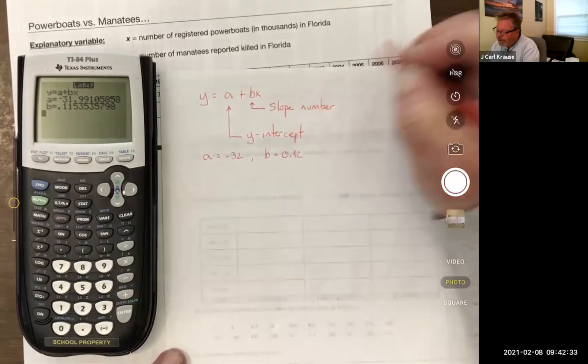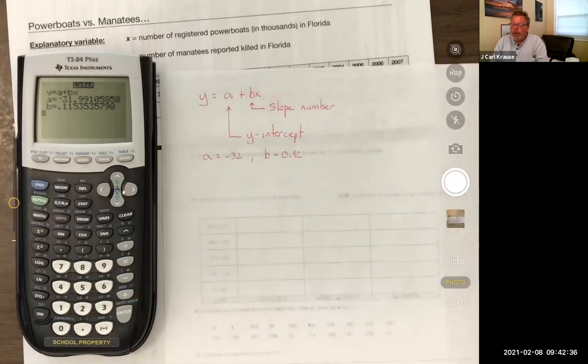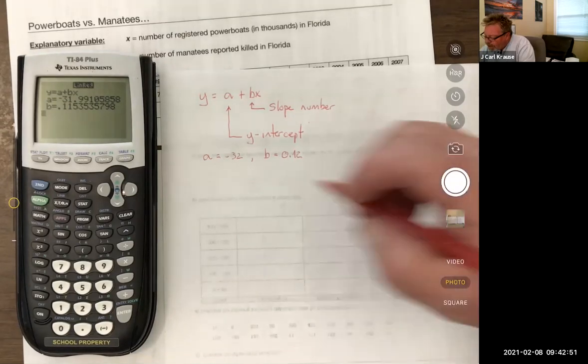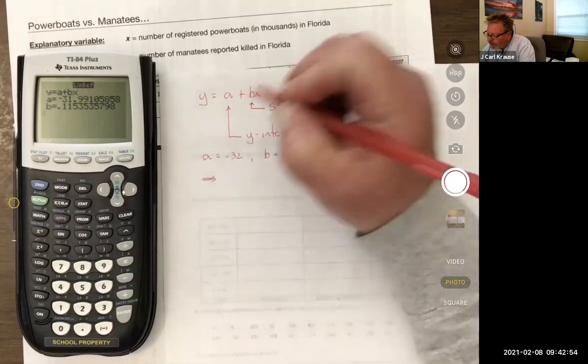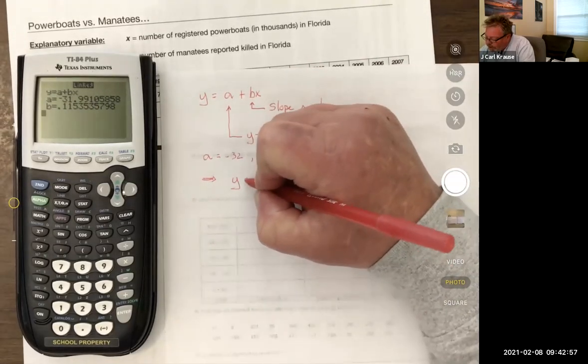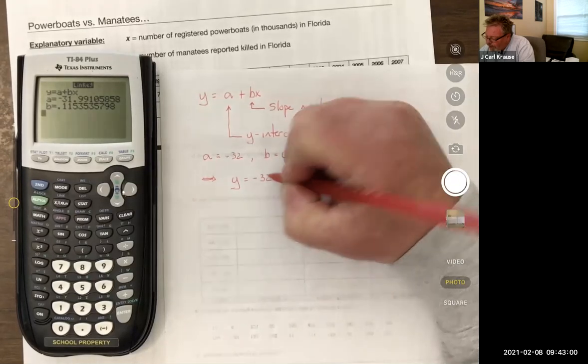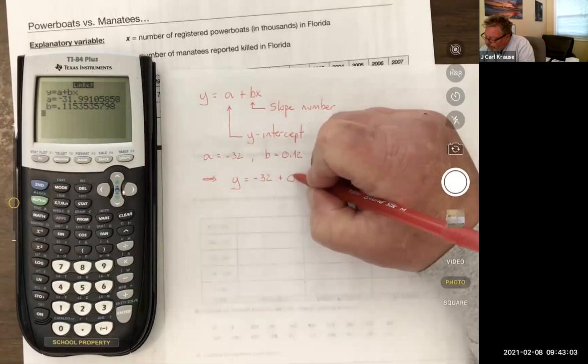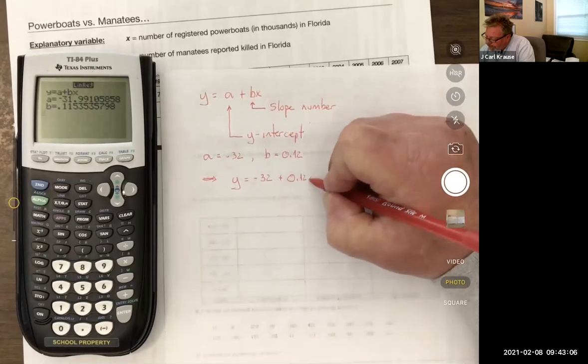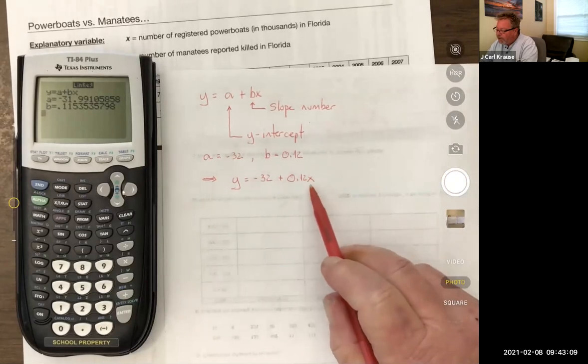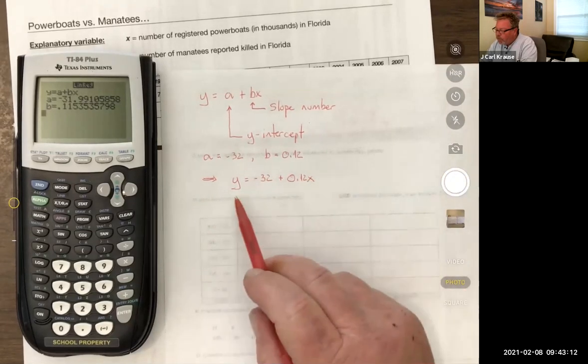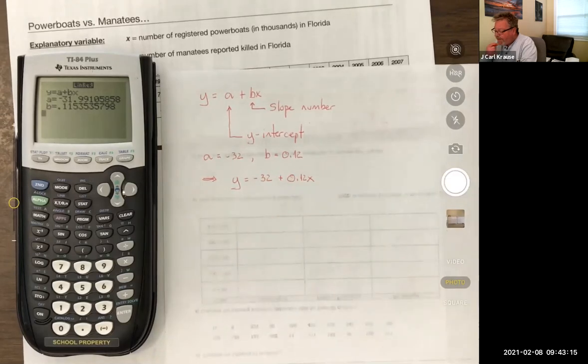And as I said at the start today when we were going over the quiz, if it's important to me where you round off, it'll say so in the instructions. But typically, if I need to round off here, I'll round off to 2 places, sometimes 3, rarely more than that. So what that means is the equation of the line that we seek is y is equal to negative 32 for a plus 0.12 times x. And again, x is our explanatory variable and y is our response variable.